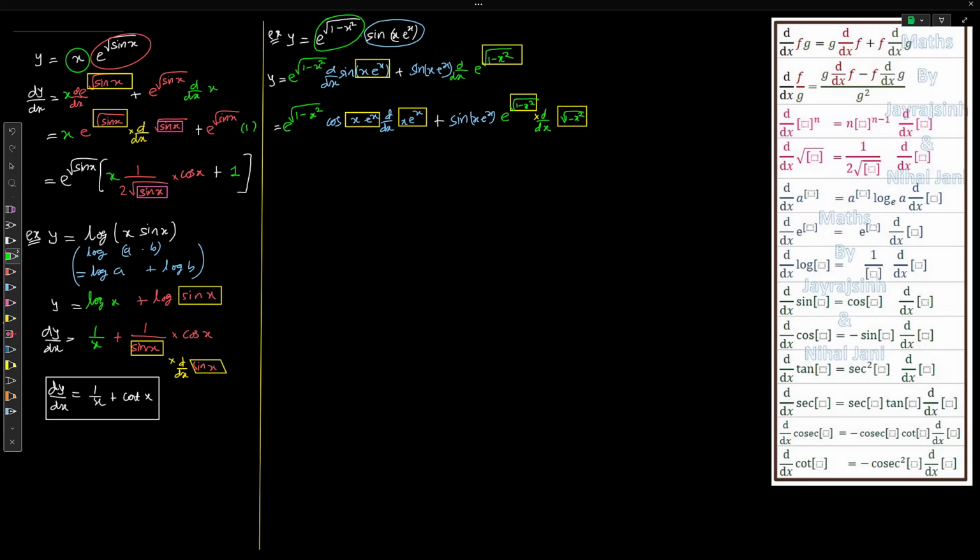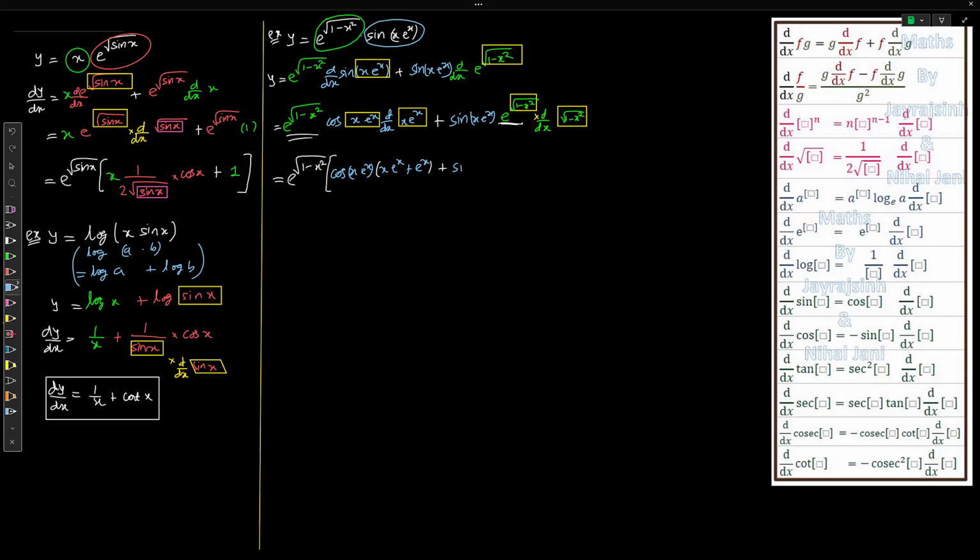In further simplification, e raised to root 1 minus x square can be taken common, right? So in the first term we have cos x e raised to x as it is. Now focus on the differentiation of x e raised to x. Apply multiplication, that's all. x as it is, differentiation of e raised to x. Now e raised to x exists, that's nothing new, right?